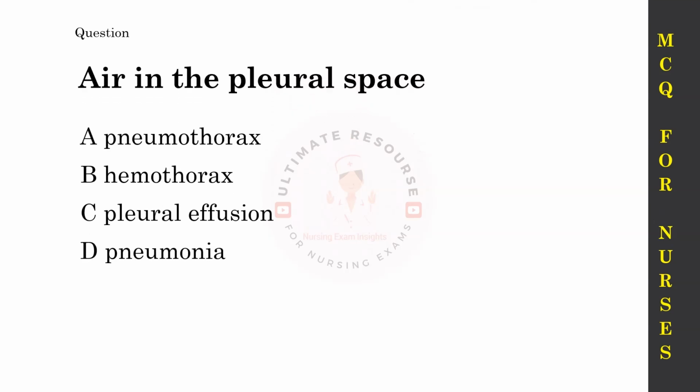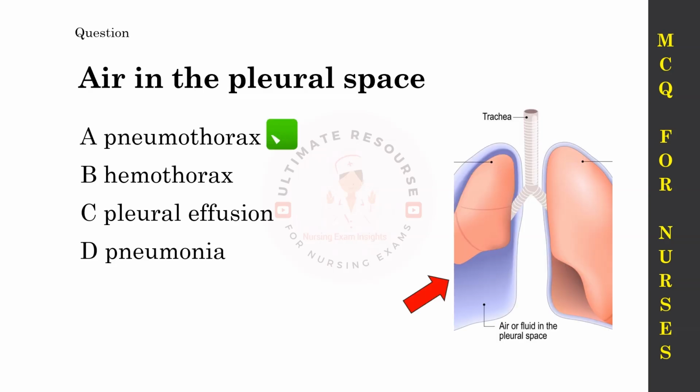Air in the pleural space. Options are A. Pneumothorax, B. Hemothorax, C. Pleural effusion, D. Pneumonia. The answer is A. Pneumothorax.